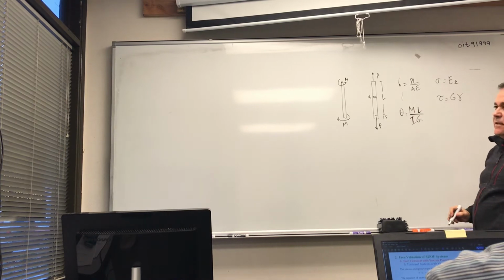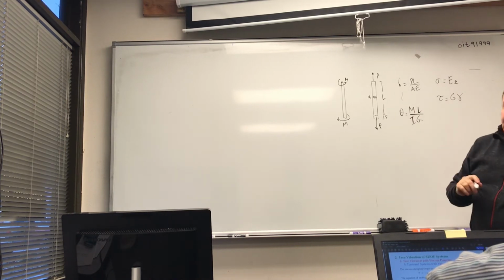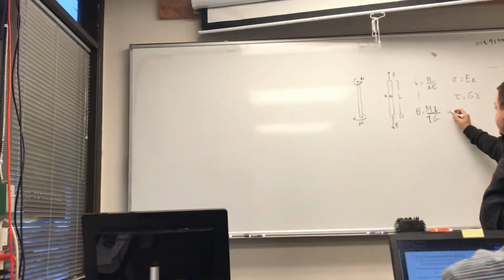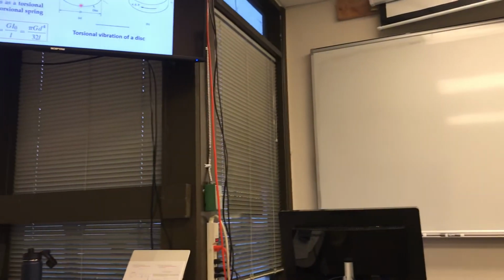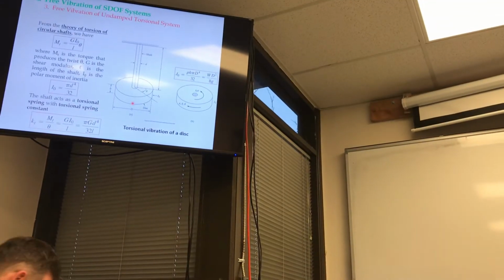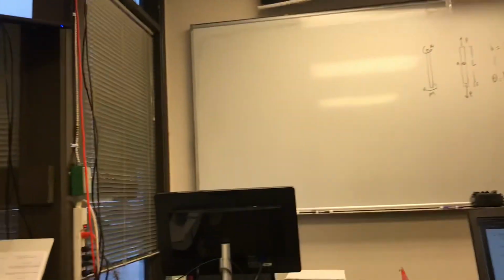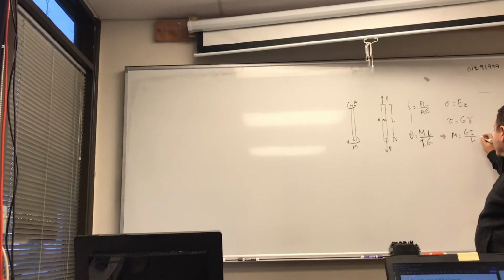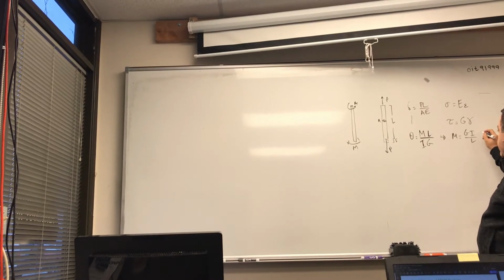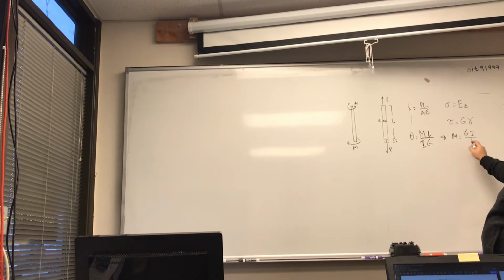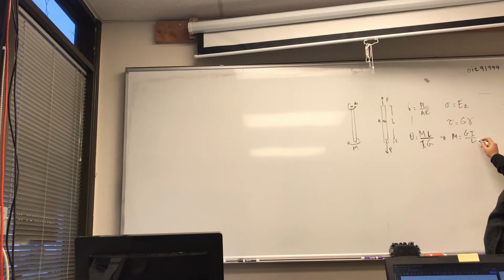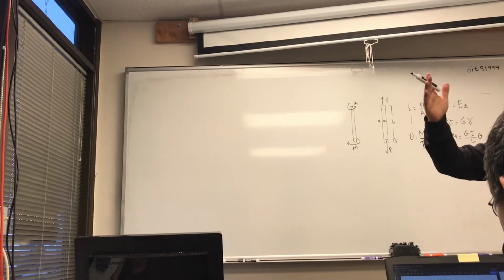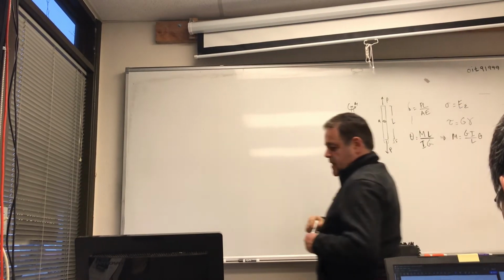Based on this equation at the top, I can say that M is equal to GI divided by L times theta. You need theta. So that's where that equation comes from. That's all I meant to say.